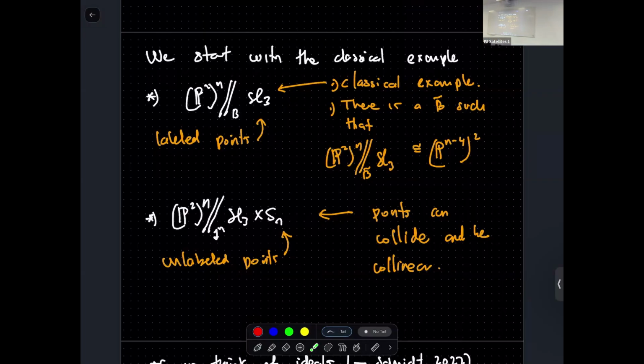The classical example, which I think is in every book I have seen that teaches the technique, is just n points in P2 with respect to SL3. Here, just labeled points. It's an exercise in the theory to classify the degenerations that can happen, and you essentially let the points collide. So the interesting question here is what kind of varieties the space itself will be.